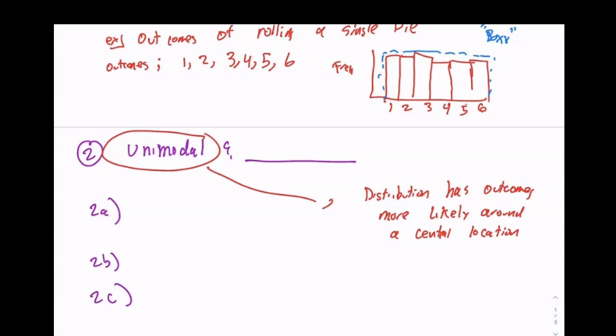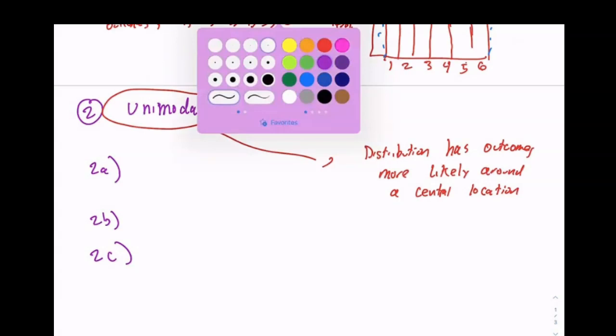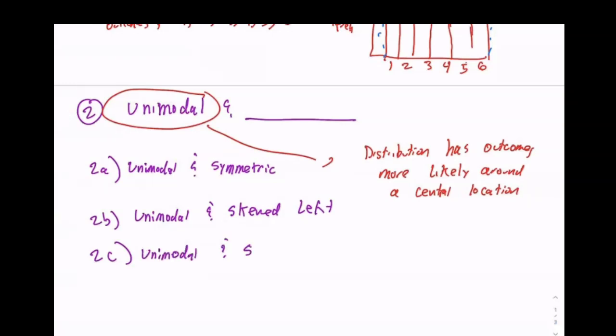But unimodal typically happens when you have, now there are 3 types of unimodals. There are 3 types. There is unimodal and symmetric. There is unimodal and skewed left. And then there is unimodal and skewed right.